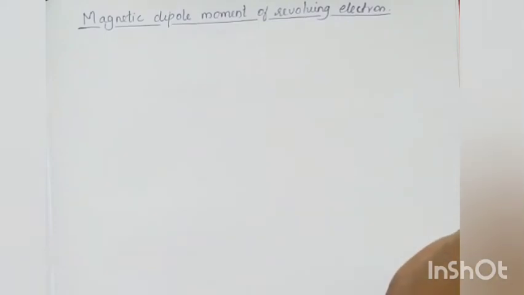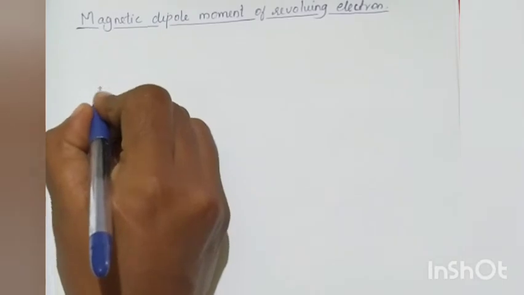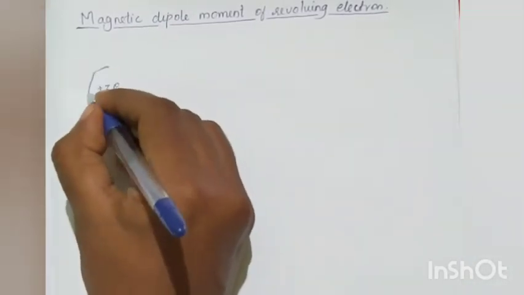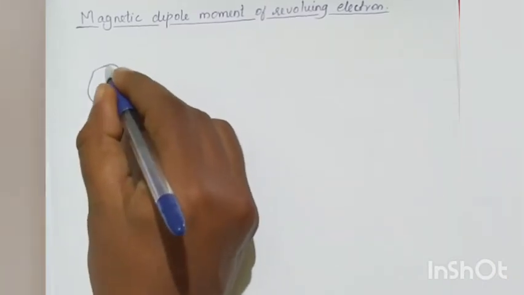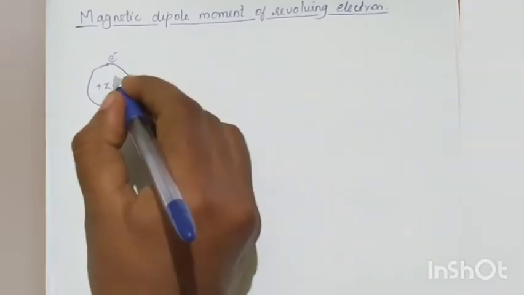Now in this chapter we are going to see what is the expression for magnetic dipole moment of a revolving electron. The atom model that we follow today is the Bohr atom model, and according to that there is a nucleus at the center of an atom around which electrons are revolving in particular orbits. So this is what the Bohr atom model says.